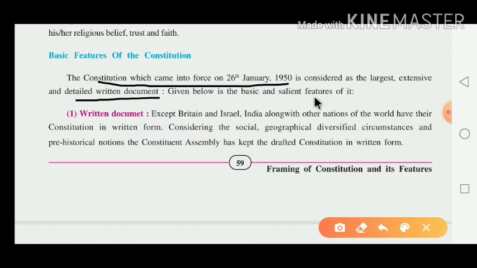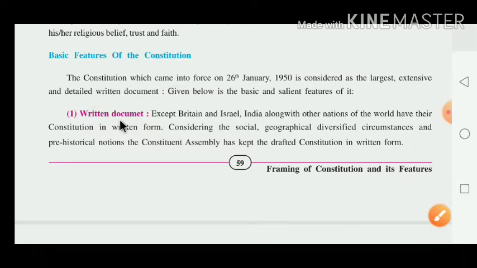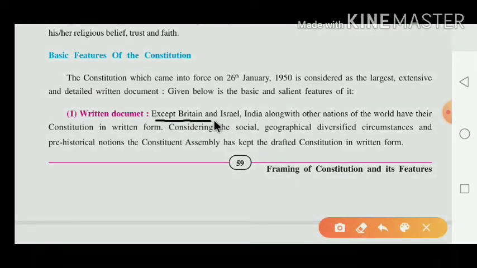Here they have given the following basic features of our Indian constitution. First, the written document. It means the Indian constitution is a written document. Except Britain and Israel, India along with other nations of the world have their constitution in written form. Dear children, what are they saying? Except Britain and Israel, India along with the other nations of the world have their constitution in written form.